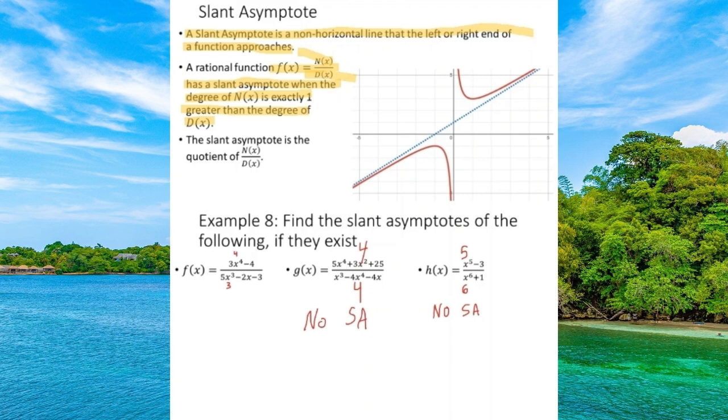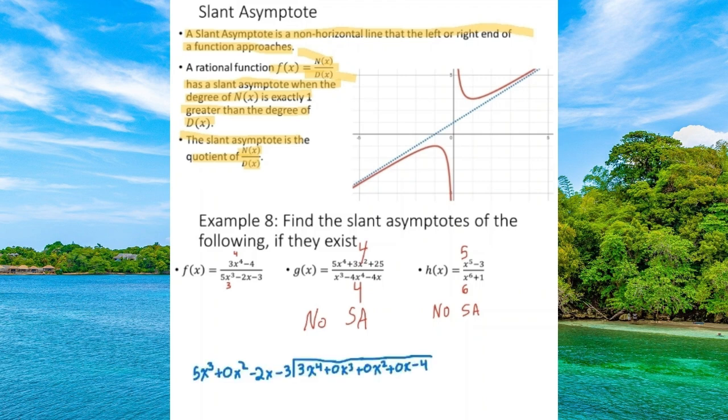But how do we find the slant asymptote? The way we find the slant asymptote is we're going to divide the numerator by the denominator, and our slant asymptote will be the quotient of the division. So since we know f of x does have a slant asymptote, we can find it by performing the polynomial division. Now, unfortunately, since our denominator is degree 3, we cannot use synthetic division, but we can still use long division. So we'll set up our polynomial division, and we'll begin to divide.